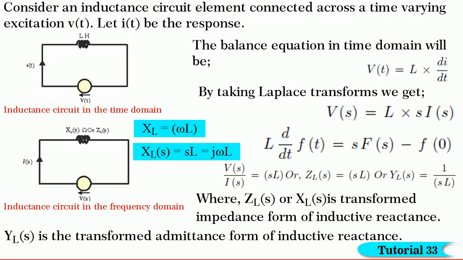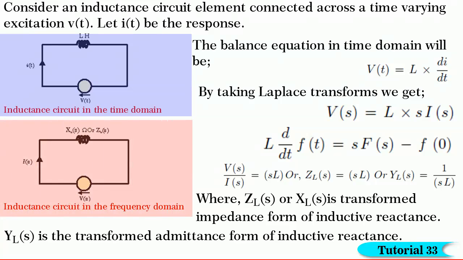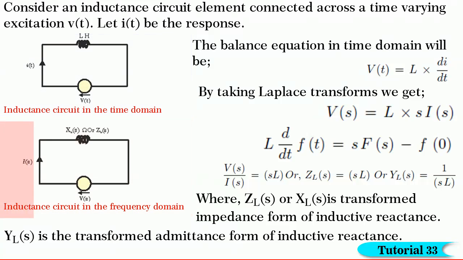Now, if XL of s is equal to sL, which is equal to j omega L, and if s is equal to j omega, then this XL of s we call the transformed form of inductive reactance. That is simple. So, the transformed network in the frequency domain can be drawn as shown in the figure. You see that the circuit in the time domain and the circuit in the frequency domain are exactly the same, but note that all the circuit elements, voltage and current, are in transformed form in the frequency domain diagram.